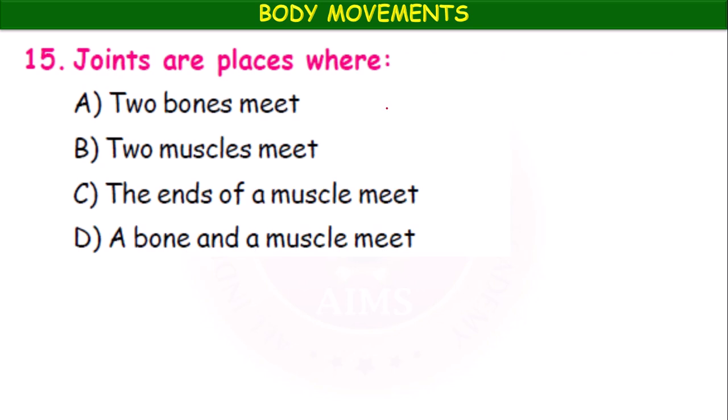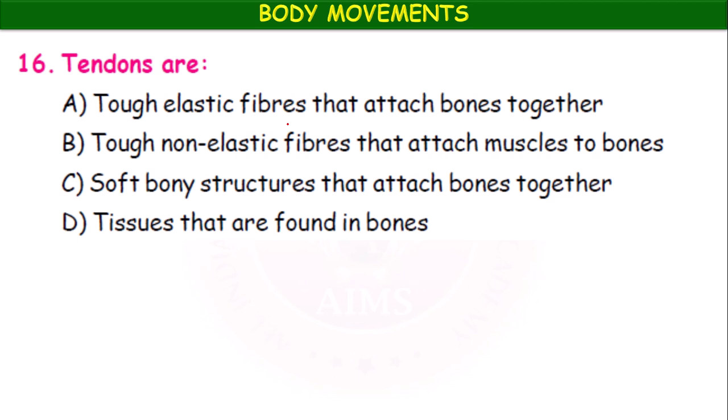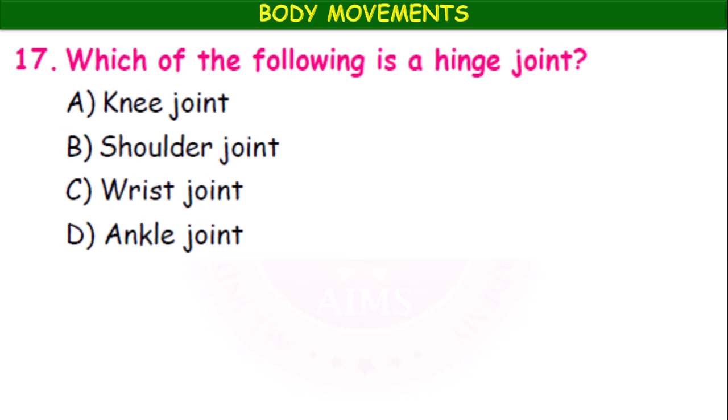The joints are places where two bones meet, two muscles meet, the end of a muscle meet, a bone and a muscle meet. Joints means two bones meet. Tendons are the tough elastic fibers that attach bones together, the tough non-elastic fibers that attach muscles to bones, soft bony structures that attach bones together, the tissues that are found in bones. It is the tough non-elastic fibers that attach muscles to bones.